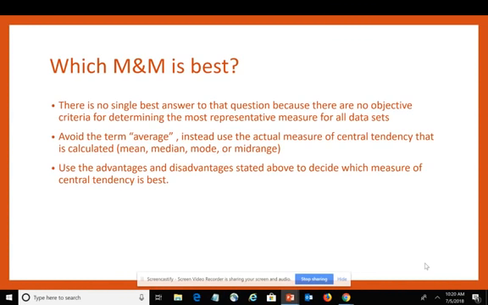Again, remember, if you're limited on what you can calculate, you definitely want to calculate the mean, because the mean takes all of the data values into consideration and is actually used in other statistical calculations.